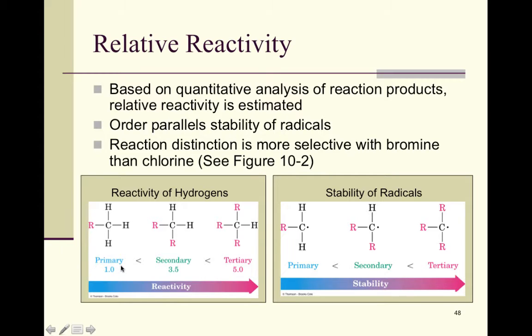So this table that they're showing you is showing relative reactivity. So for every primary carbon that reacts, 5 tertiaries react. We also see that when the radicals are there, the tertiary, with 3 R groups, is going to be more stable than the primary. The more R groups you have, the more stable it is.